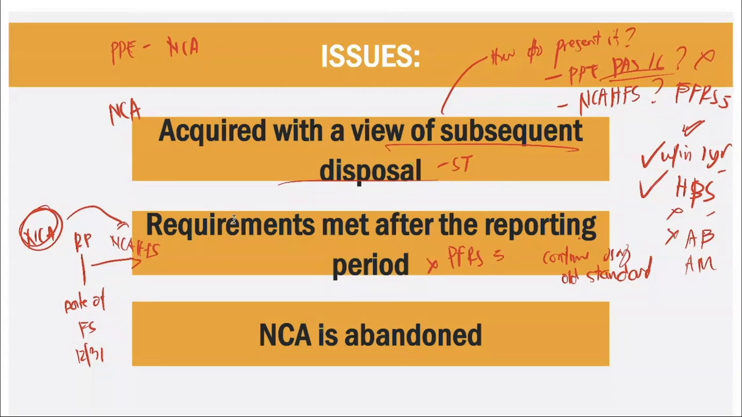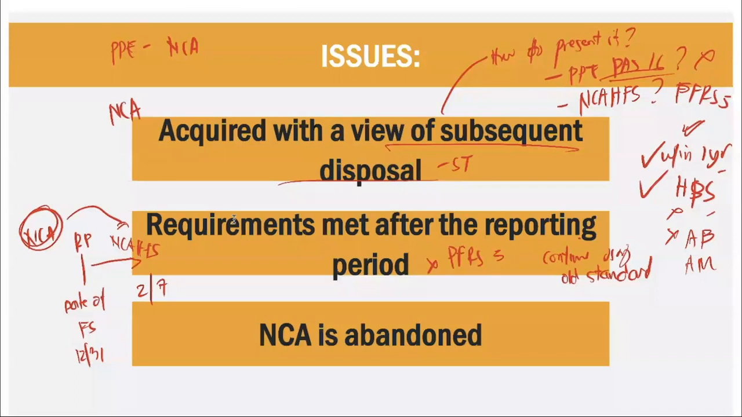For example, you have an investment in bonds measured under PFRS 9. That investment in bonds is considered a non-current asset. Now, after the reporting period, let's say on February 7, you met the qualifications on that investment in bonds for a non-current asset held for sale. Question: can you account for it as a non-current asset held for sale? The answer is no. Because even if you meet the requirements of PFRS 5 after the reporting period, you continue using the old standard.